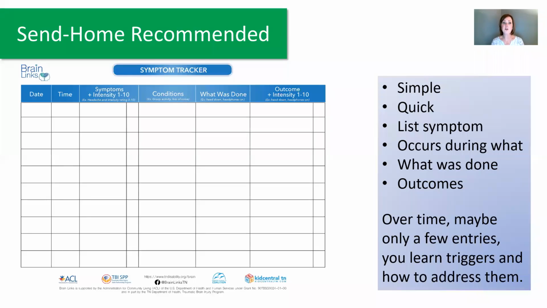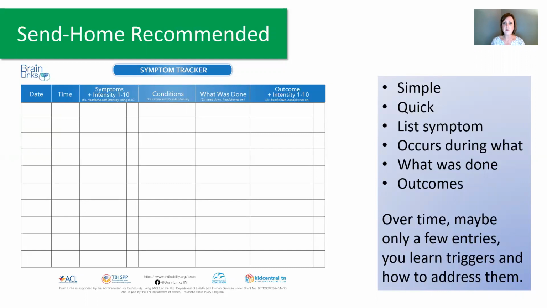Now we're going to look a little more closely at the items in the Healthcare Provider's Toolkit that are recommended for sending home. The first thing that we're going to look at here is the Symptom Tracker. This was designed by BrainLinks to be a really easy to use way of tracking exactly what symptoms are going on and what the conditions were around the time of the symptom and what you did and whether it worked or not. So once you get this information listed several times in here, maybe 5, maybe 10 times, you start to get a good idea of what might be triggering that symptom.